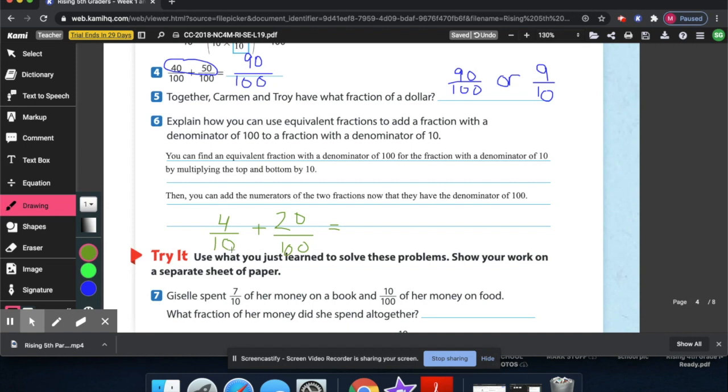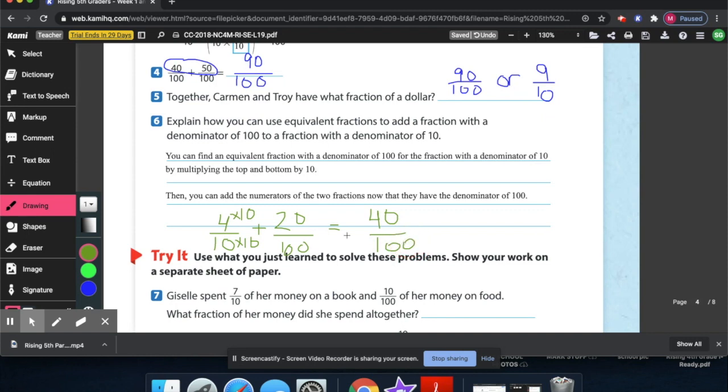So I know, okay, 10 times 10, we've already said it a million times. That's going to equal 100. So I know what I do on the bottom, I must do on the top. So I'm also going to multiply by 10 on the top. And I like to rewrite them as well because I can kind of get lost in my own work. So 4 times 10 is 40. And, as I've repeated over and over again, 10 times 10 is 100.